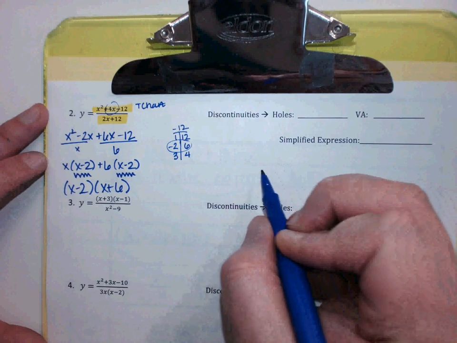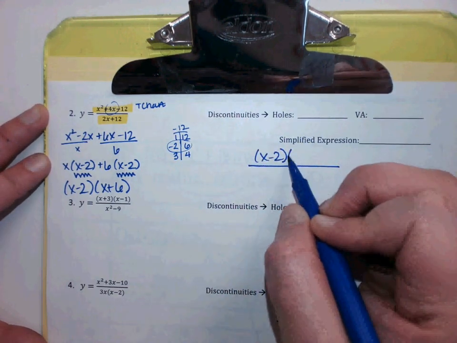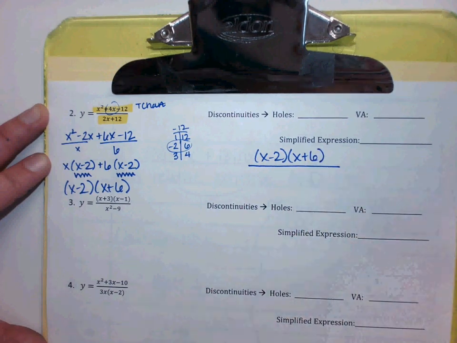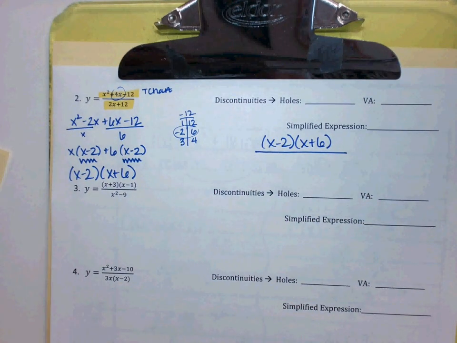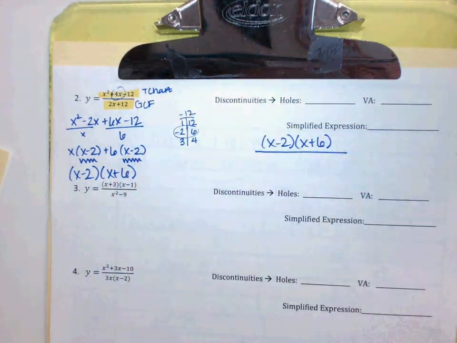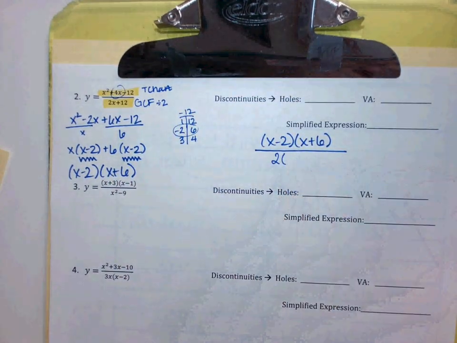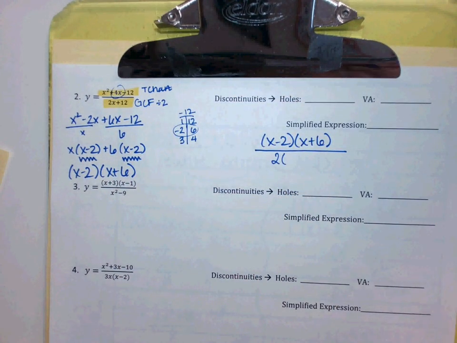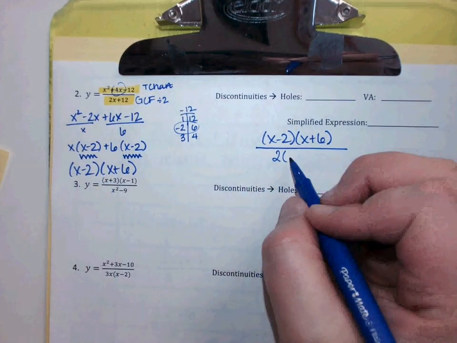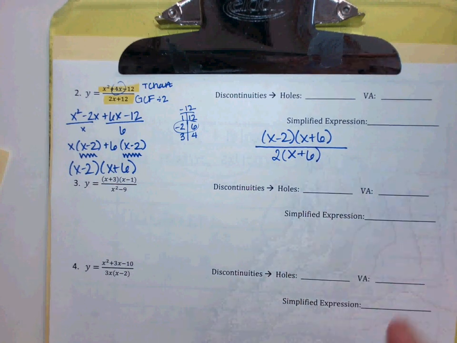So I'm going to rewrite my expression over here as x minus 2 in one parentheses and an x plus 6 in the other. Now take a look at the bottom. I have a 2x plus 12. I notice that I can GCF that. So if I GCF 2x plus 12, I can divide a 2 out to the front. And then I look for what's left over. So 2x divided by 2 is just an x. 12 divided by 2 is a plus 6.